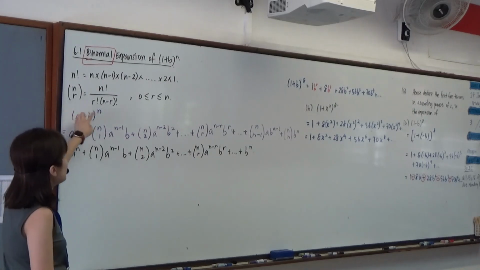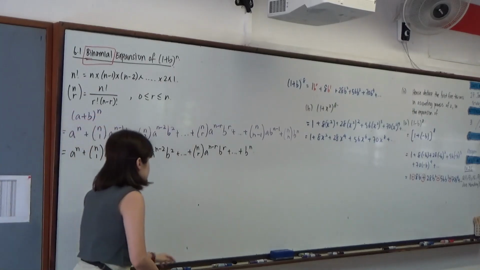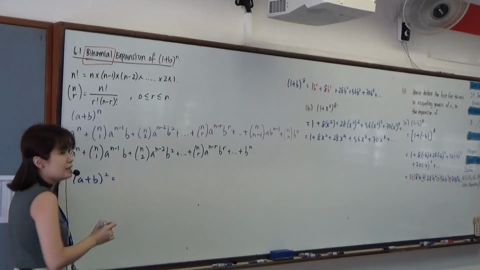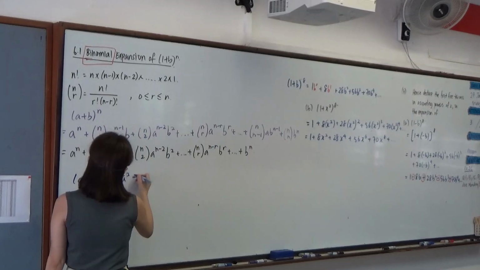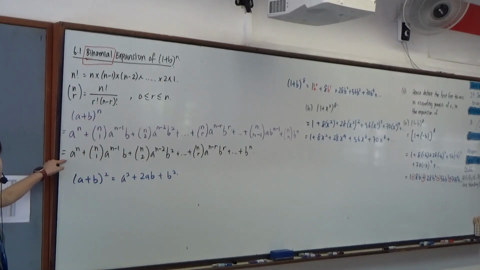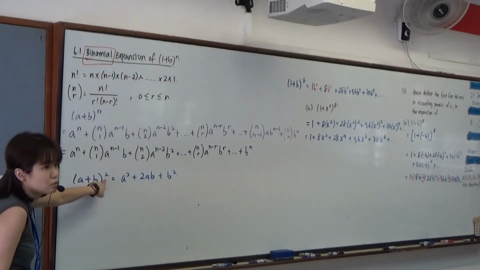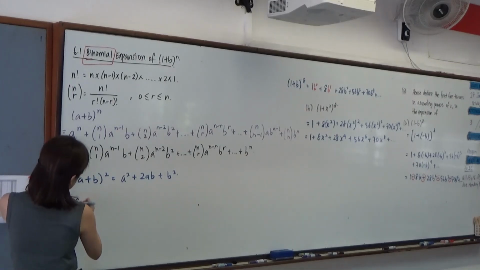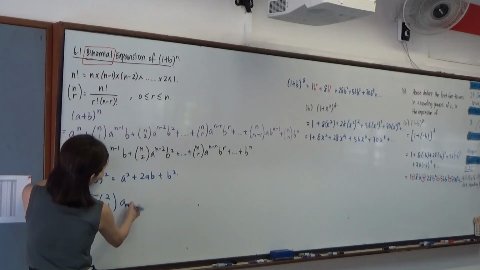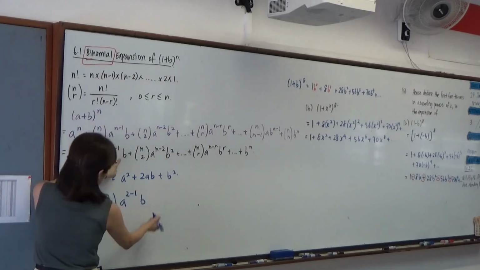If you let's say have n to be 2, let's start with a very simple example. I know that a plus b to the power of 2, you already learned that in Sec 2, will be a squared plus 2ab plus b squared, right? How does this formula apply? Because this formula seems like it's endless, because of all the dots. How this formula applies is that the n will be replaced by 2. So I will be getting a squared plus 2 choose 1, a to the power of 2 minus 1, b.